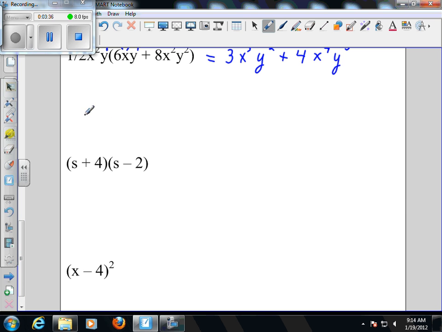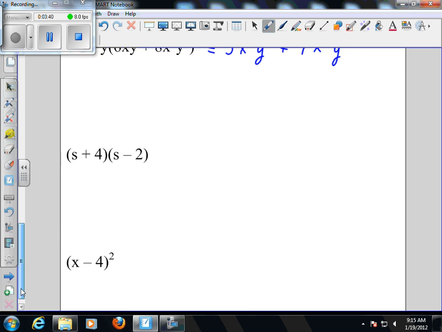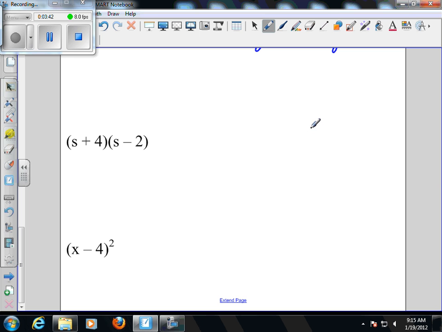Next, we have two binomials we're going to multiply together, and we are going to use a method called FOIL. Now, FOIL is an acronym for something. F stands for first, O stands for outer, I stands for inner, and L stands for last. So the first letters of each word gives us the acronym FOIL. And this works for binomials when you're multiplying them together. So we're going to multiply the first terms together first.